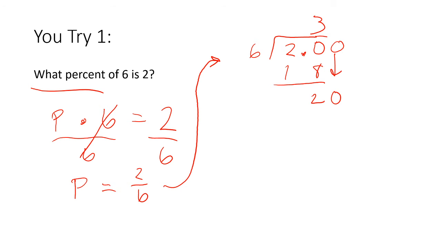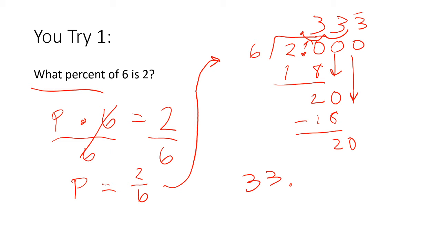I'll do it a couple more times. Looks like I have a repeating decimal. Now I'm going to pop up the decimal. I'll put an over bar over the 3 so I know that it repeats on forever. And I'll convert that into a percentage by moving the decimal 2 places. So I'll get 33.3%.